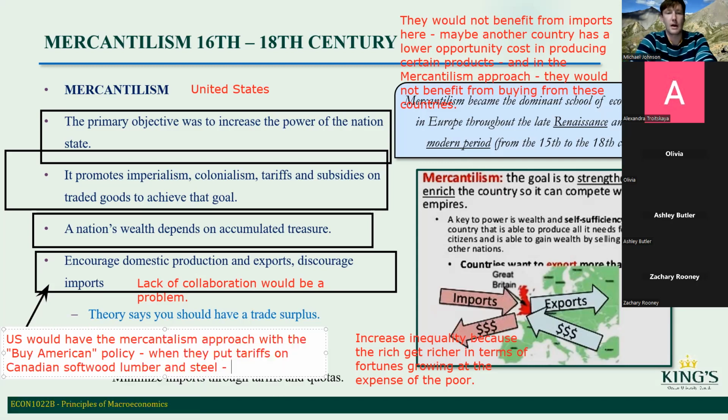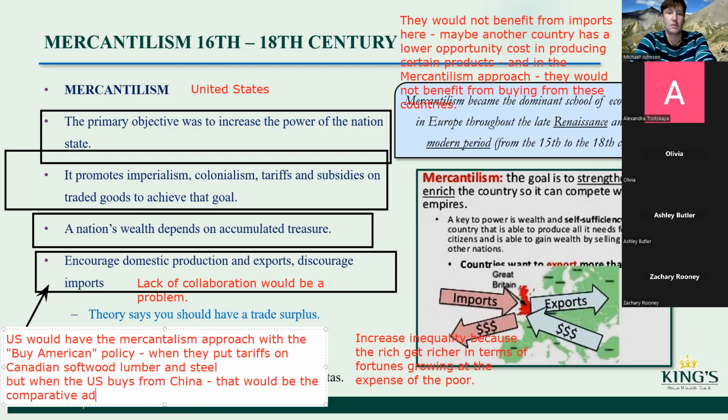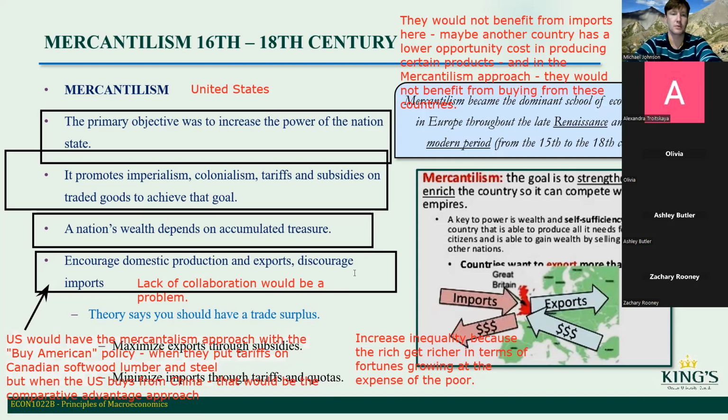But when the US buys from China, that would be the comparative advantage approach. So I believe that the US would follow a lot of the mercantilism approach with softwood lumber and steel and Buy American, but in other cases they would follow the comparative advantage approach. So I think it's like a case by case basis thing.